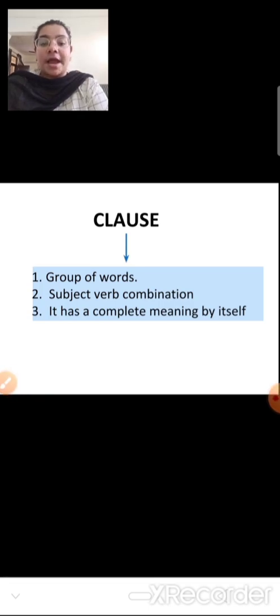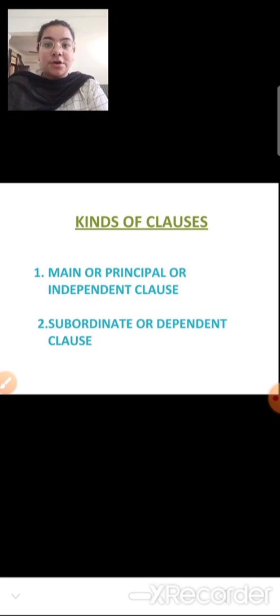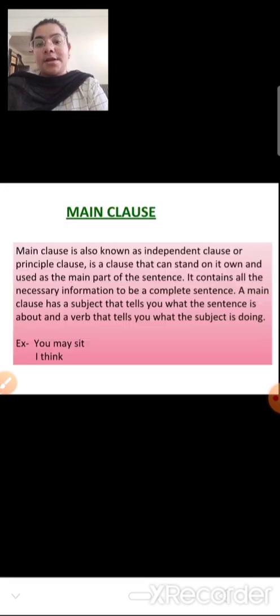Now there are kinds of clause. There are two kinds of clause. The first is main or principal or independent clause. The second one is subordinate or dependent clause. Now we will learn about them one by one. Let's see what a main clause is. Main clause is also known as independent clause. As the name says, it is an independent clause, that means it is a clause that stands on its own and is used as the main part of the sentence.